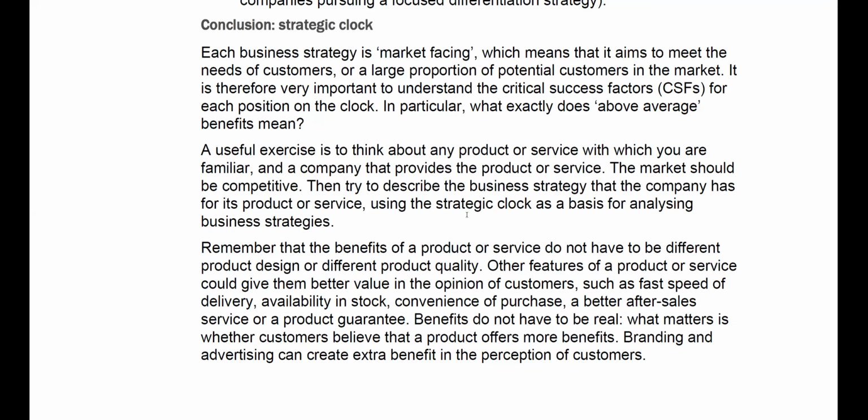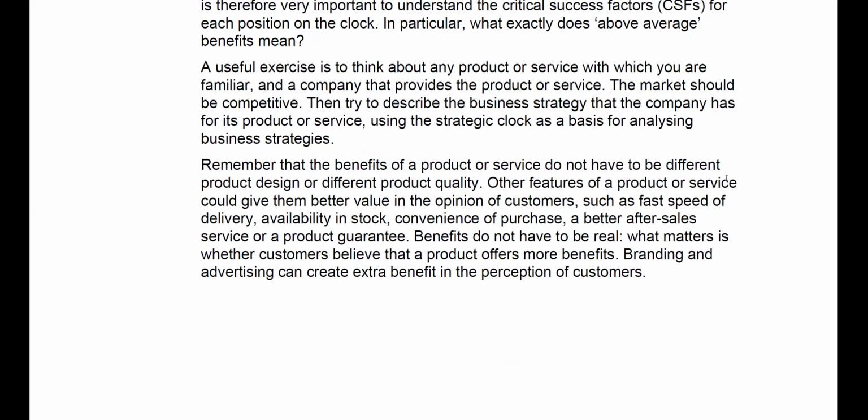So remember that the benefits of a product or service do not have to be different. Are you getting it? Product design or different product quality. Other features of a product or service could give them better value in the opinion of customers, such as fast speed of delivery, availability in stock. When you call, they have quantities in stock, the convenience of the purchase, a better after-sales service, or a product guarantee. So it all starts with your value chain and how you coordinate activities and create a suitable value network. So benefits do not have to be real. Remember, I told you it may be perceived or actual, right? What matters is whether customers believe that a product offers more benefits to them.